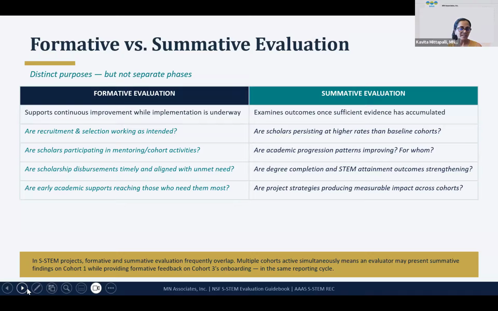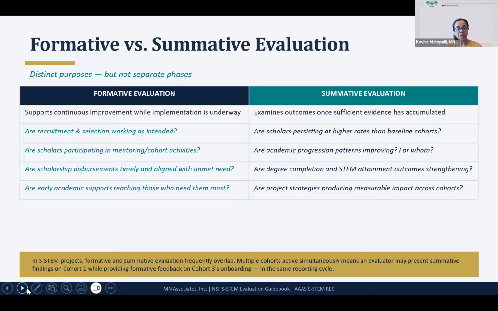Right. So here is what makes STEM pretty distinctive. Because multiple scholar cohorts are active simultaneously, formative and summative work often overlap. In our experience, almost always they overlap. So an evaluator may be presenting summative retention findings for, say, cohort 1, or on an overlapped STEM project, as I mentioned, from earlier years, while simultaneously providing formative feedback on cohort 3 that is to be onboarded or has just onboarded.